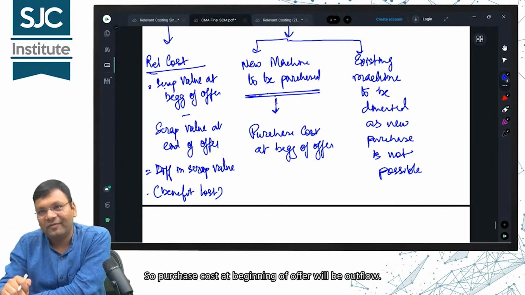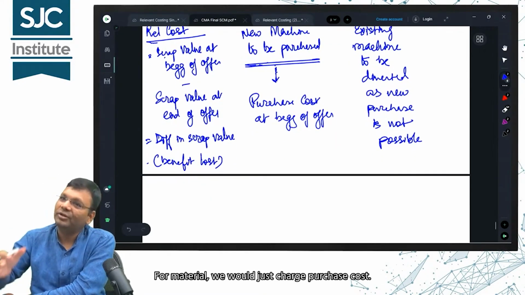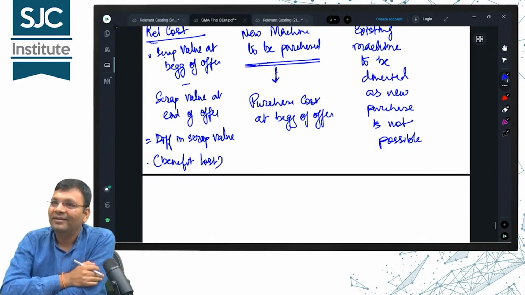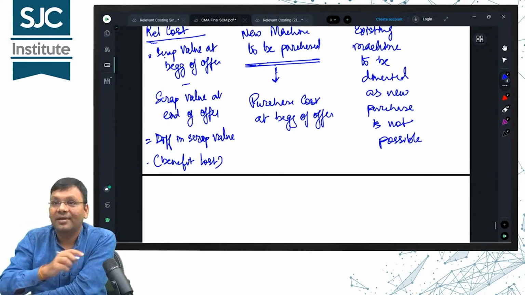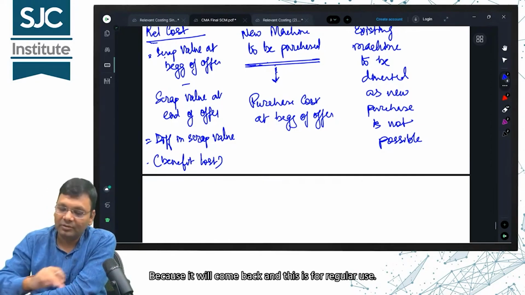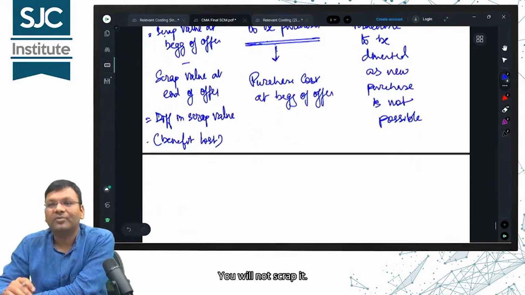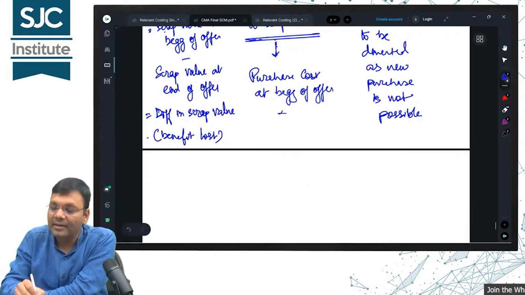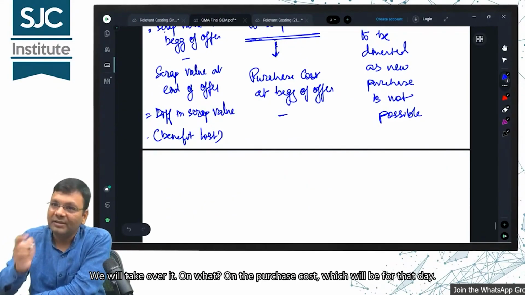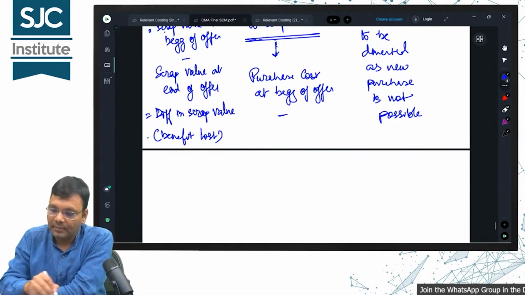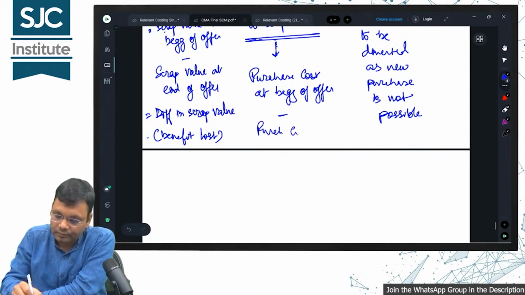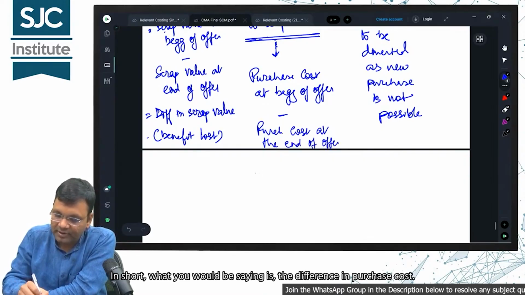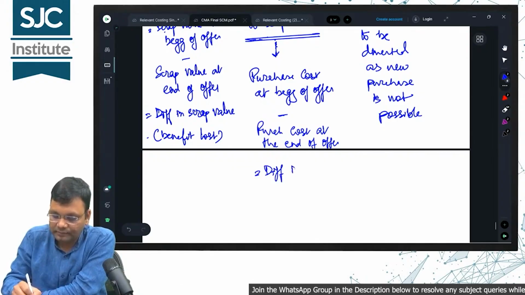So the purchase cost at the beginning of the offer will be an outflow. For material, we would just charge the purchase cost. But in the case of a machine, it will come back, and this is for regular use. You will not scrap it. After taking it back from there, we won't scrap it, but we will take it over, on the purchase cost for that day, minus the purchase cost at the end of the offer. In short, what you would be saying is the difference in purchase cost.